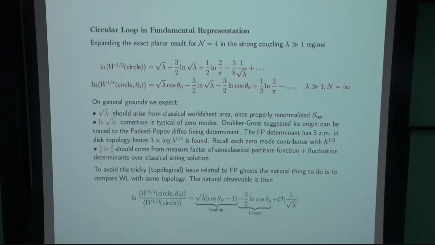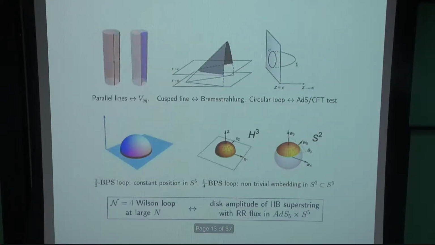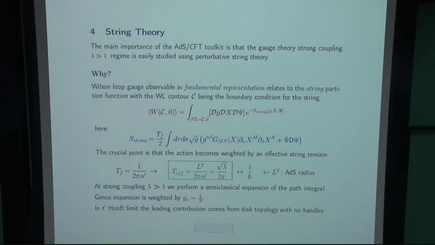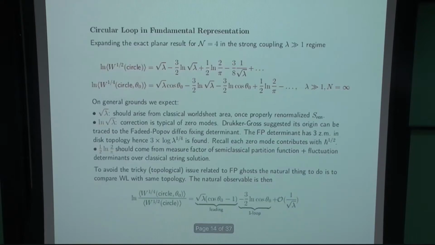And these 3/4 could be understood; Drukker and Gross conjectured that it should be related to the 3 conformal Killing vectors that appear upon fixing the gauge, because when we have the metric, we have to fix the diffeomorphism invariance. You go to Polchinski's book, you put the Faddeev-Popov, and this Faddeev-Popov should have 3 zero modes. To avoid this discussion, what we typically do is to compare the latitude to the 1/2 supersymmetric, and in doing this, these logs cancel, so we don't pay attention to them.